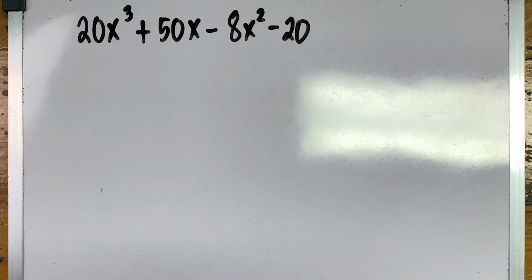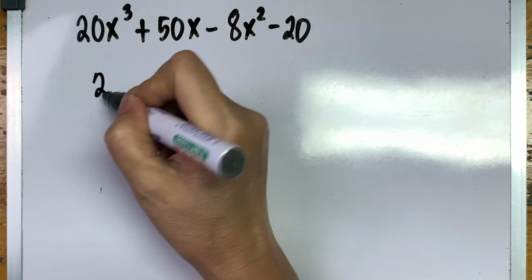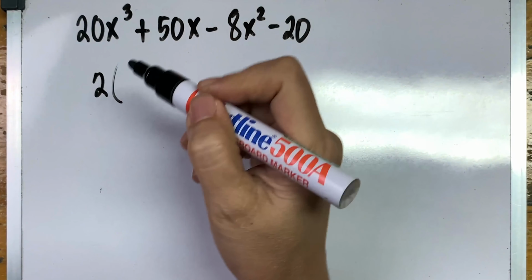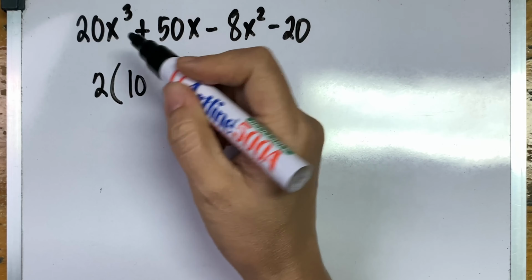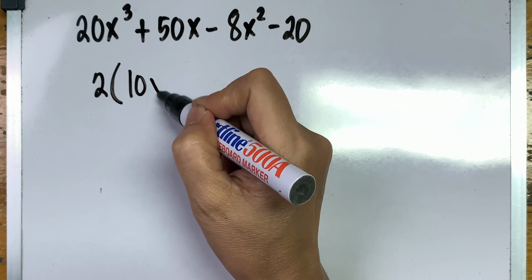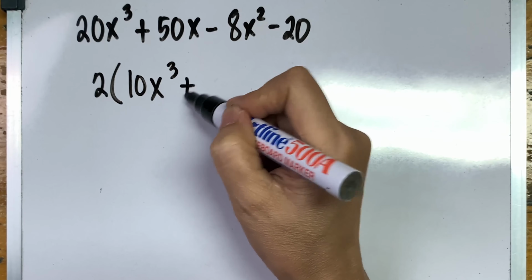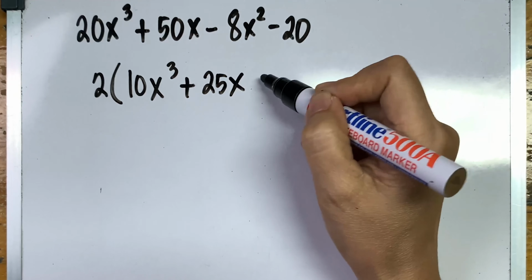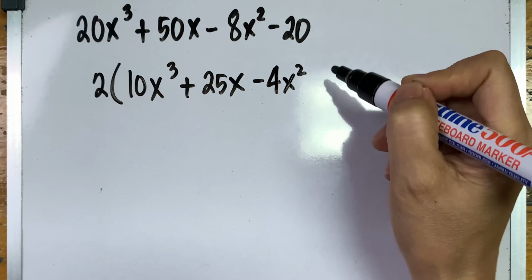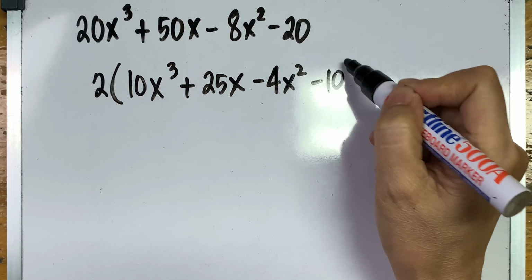Para sa next example natin, again, check muna natin kung merong greatest common factor itong polynomial na ito. Kung mapapansin mo, they are all divisible by 2. So, i-factor out natin yung 2. That's our GCF. So, factoring out 2, meron tayong everything divided by 2 will give us 10x cubed plus 25x minus 4x squared minus 10.